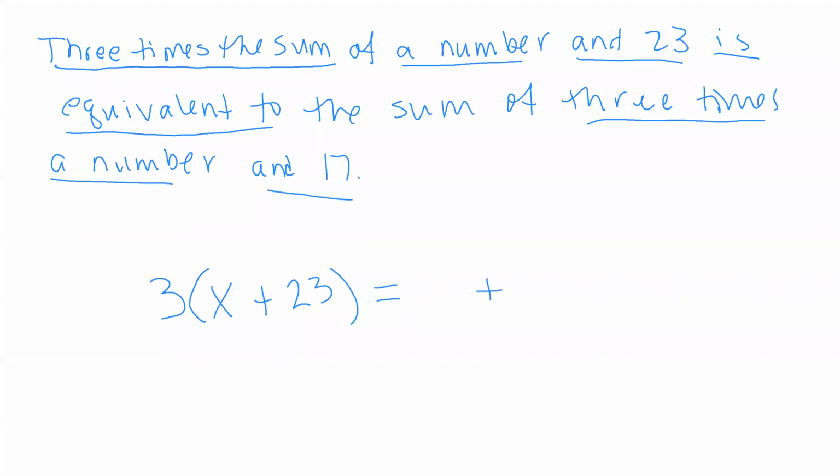So again, sum means plus. So we're going to have plus 17. And that 17 is going to be added to 3 times a number. Well, that number that we don't know is x, and we want 3 times that. So we have 3 times in parentheses x plus 23 equals 3 times x plus 17. So again, 3 times the entire sum of x and 23 is equivalent to the sum of 3 times just x plus 17, right? A little tricky.